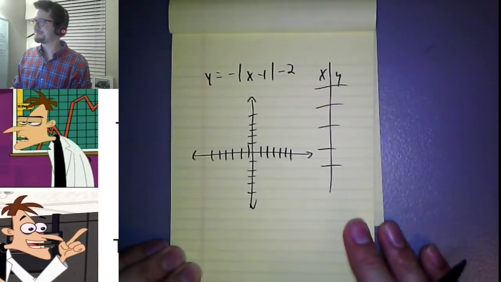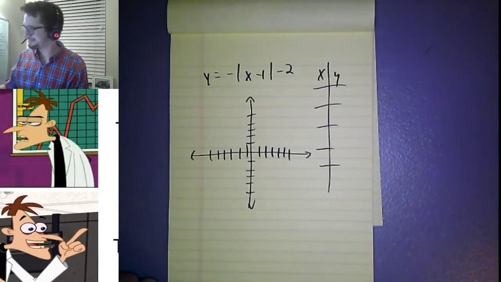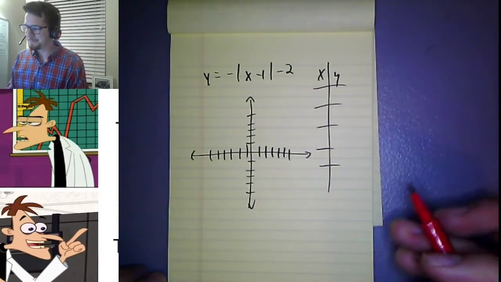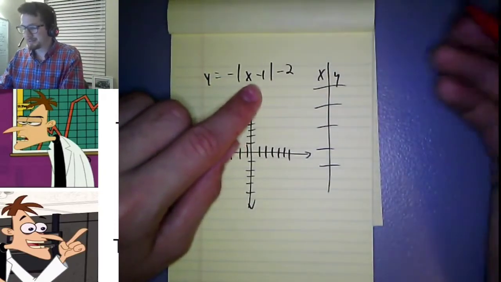This is the one that gave people issues. And I knew it would, and I'm sorry, but I'm actually not sorry. I didn't mean for this to be that much trouble. Let's do it like normal. What's the vertex?